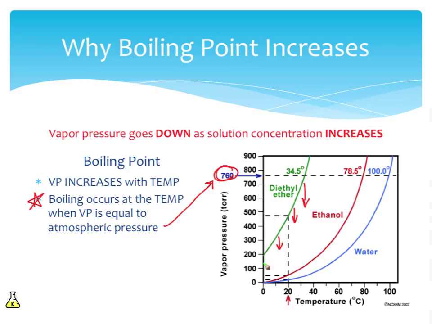We would expect this diethyl ether line, for example, to change to look like this as a result of the increased concentration. And what we can see here is our boiling point, the temperature at which boiling happens, has gone from this lower temperature on the pure solvent up to this higher temperature. We now have a boiling point closer to 40 degrees, whereas the boiling point of the pure diethyl ether was closer to 30 degrees. So we've seen boiling point increase as a result of a drop in vapor pressure.